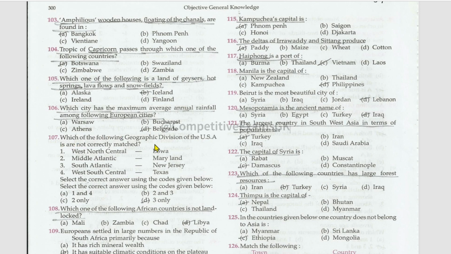Which of the following geographic divisions of the USA is or are not correctly matched? West North Central, Iowa, true. Middle Atlantic, Maryland, true. South Atlantic, New Jersey, no, false. West South Central, Texas. 1, 3, 4 are correctly matched, but 3 is not correctly matched.